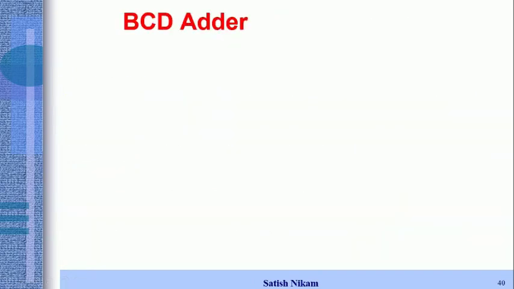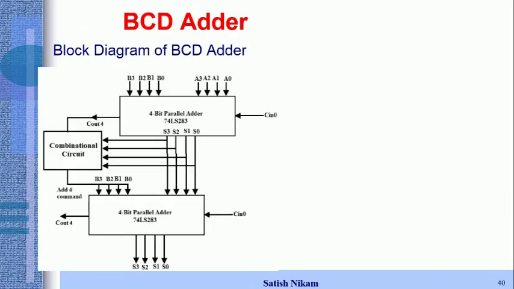Now we are going to design the BCD adder. For that, we have prepared the block diagram. If we check the block diagram, for the first part we take the 4-bit parallel adder IC 74LS283. The first BCD number A and the second BCD number B, which we have to add, we apply here as input. We get the result S0, S1, S2, S3 and the carry bit. Definitely the carry input which we are giving here must be 0.